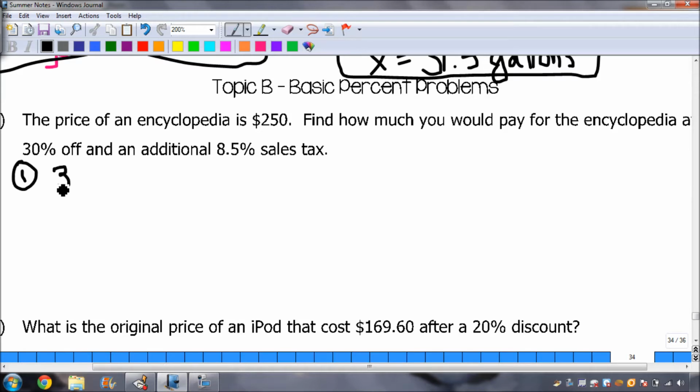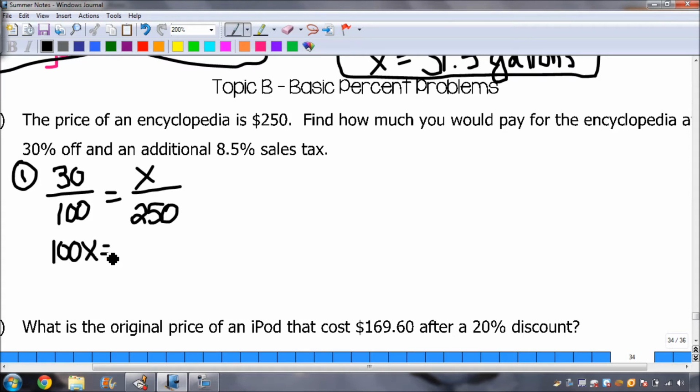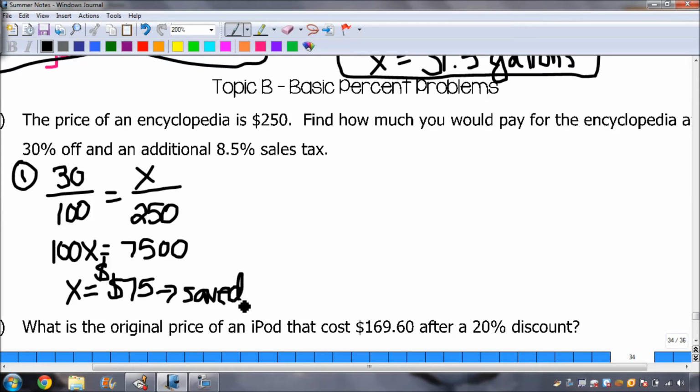Well, I know that 30% is 30 out of 100, right? And $250 is the total amount, so that's the 100%. So I'm going to call this X right here. When I cross multiply and solve, I end up getting 100X equals 7,500. Divide both sides by 100, I get $75. But that's not how much money you pay, that's how much money is saved. Okay, so that's step 1.